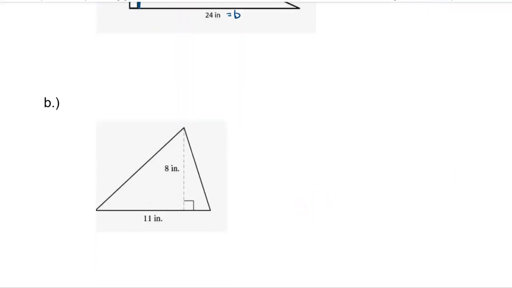All right, so I know I'm finding the area. I'm going to do area equals BH over 2. Now I'm going to go ahead and plug in the values that I'm given. So I have area equals base, which is 11, times height, which is 8, over 2.